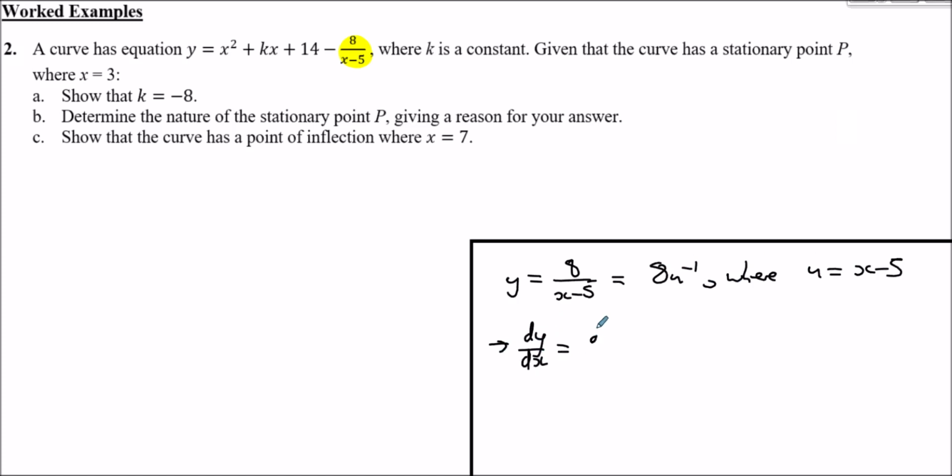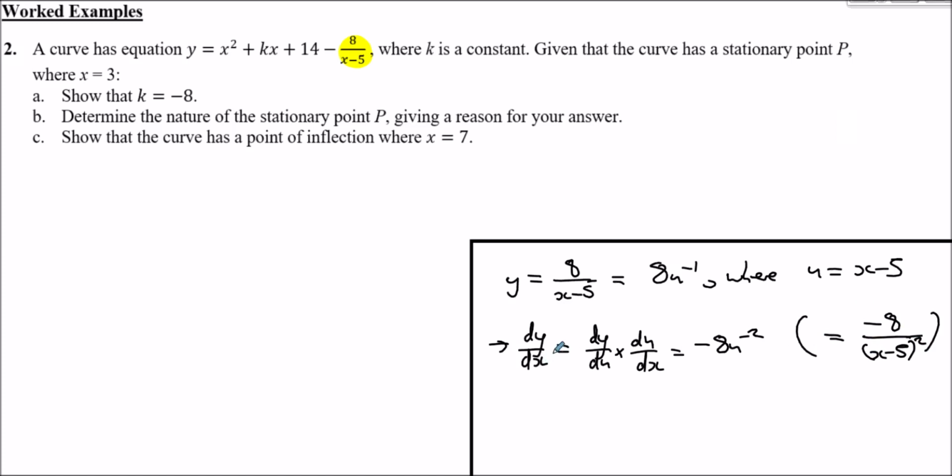So dy by dx equals dy by du times du by dx. So if u is x minus 5, du by dx is 1, so du is the same as dx. So all we need to do is just differentiate this as though it were an x. So we get minus 8 u to the minus 2, which in terms of x is actually minus 8 over x minus 5 squared.